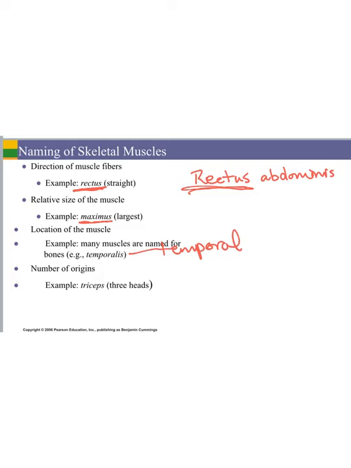The next one is the number of origins, right? So the best example of the number of origins is triceps. Triceps means that the muscle has 3 heads or 3 origins. So it's attached at 3 different places on that bone. Okay. Another one, biceps, has two heads and it's attached to different locations on the humerus.